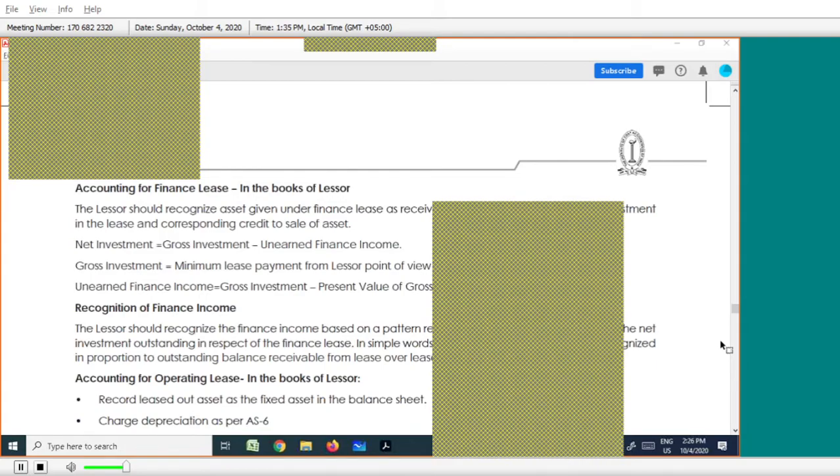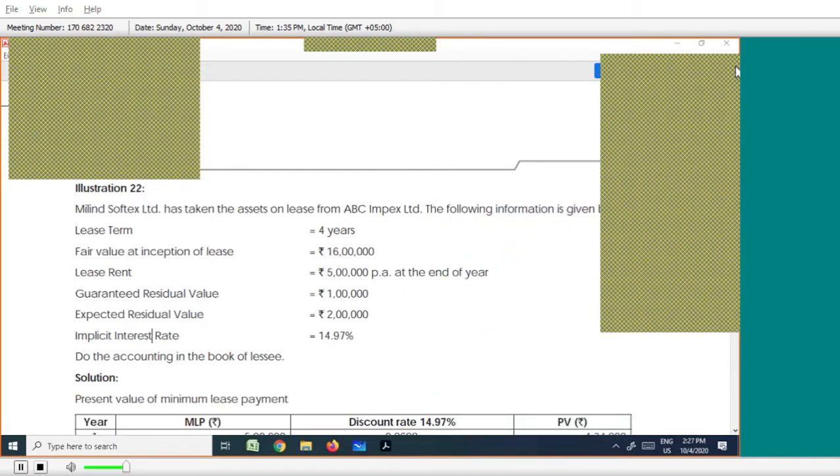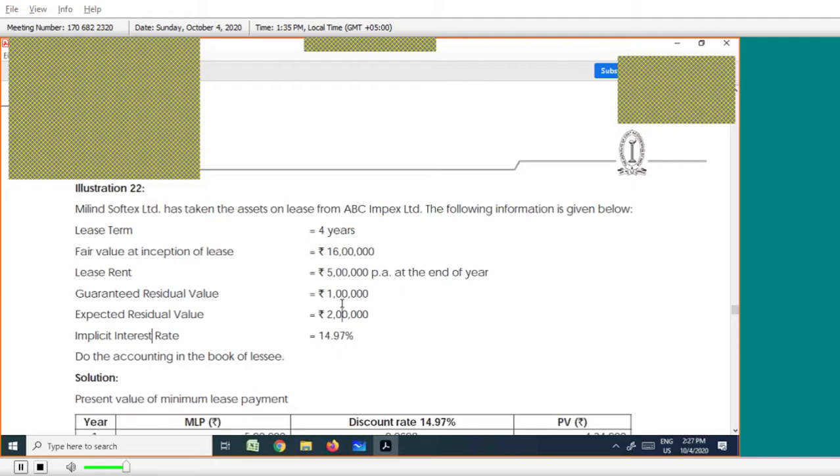Go through this question first. Illustration 22. This Millen Softex Limited has taken the assets. Please go through this question. We will work out. I'll take a 5 minutes break. I'll meet you after 5 minutes.